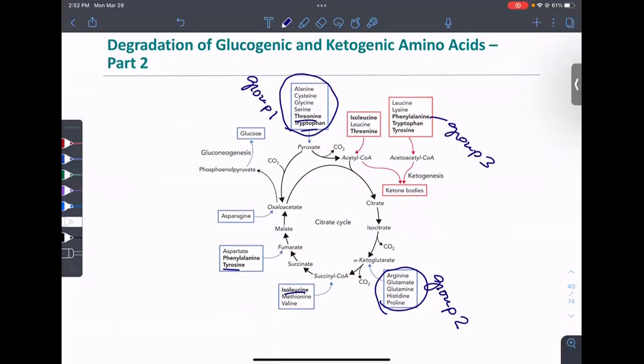So our first group up here, group 1, these are all going to be converted to pyruvate. And then once we have pyruvate, pyruvate can go one of two ways. It can go to oxaloacetate, or it can go to acetyl-CoA. And once we have acetyl-CoA, we can go to ketone bodies, or we can go through the citrate cycle.